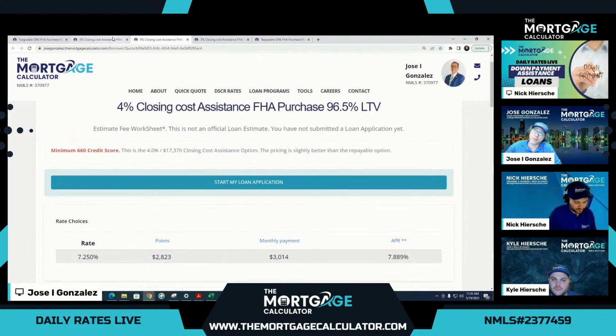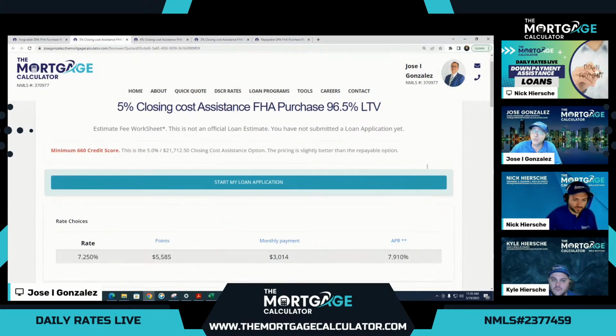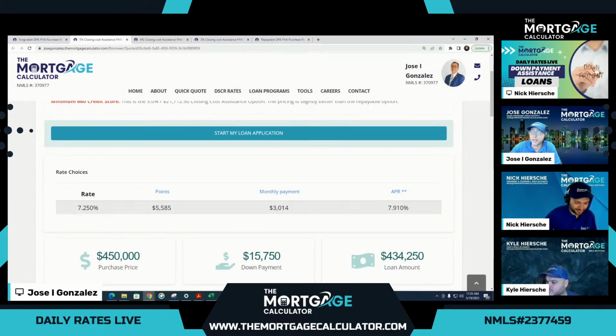And if your borrower is short, now with this program, keep in mind there shouldn't be any reason for somebody not to buy as long as they have the 3.5% down, because here now you have 5% closing cost assistance, right? $21,712 that they can get to assist with the purchase. The rate is 7.25%. The cost is a little bit higher. It's a little bit above 1 point to get the 5% closing cost assistance.